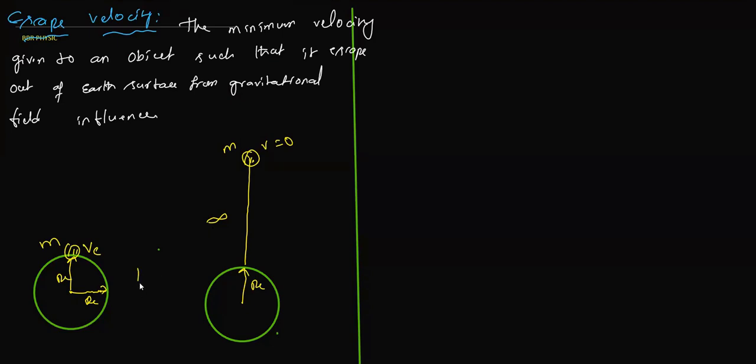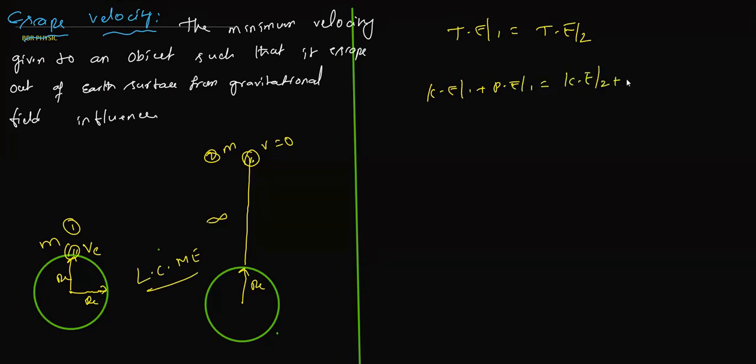So what we need to do is apply the law of conservation of mechanical energy. Initially velocity is there at distance RE. Finally, velocity becomes 0 and distance becomes infinity. So here we can apply energy conservation. Total energy at 1 should be equal to total energy at 2. This is point 1 and this is point 2. At 1, kinetic energy plus potential energy should be equal to kinetic energy at 2 plus potential energy at 2. Kinetic energy at 1 can be written as half mVE square.